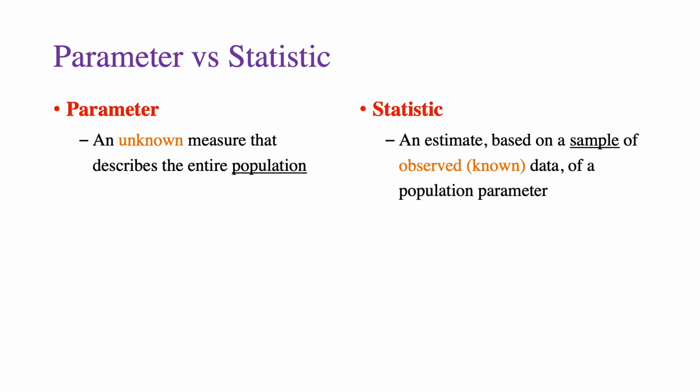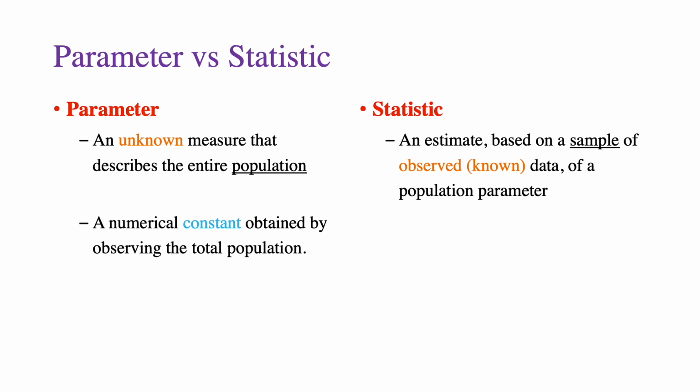On the other hand, a statistic is an estimate of that parameter, and we obtain a statistic by measuring a sample which we have drawn from the population itself, and we're assuming that sample to be representative of that population. Now, a parameter is a numerical constant because this is basically the measure that was taken from every single person of the population. But because of the infeasibility of doing such, that particular constant remains unknown.